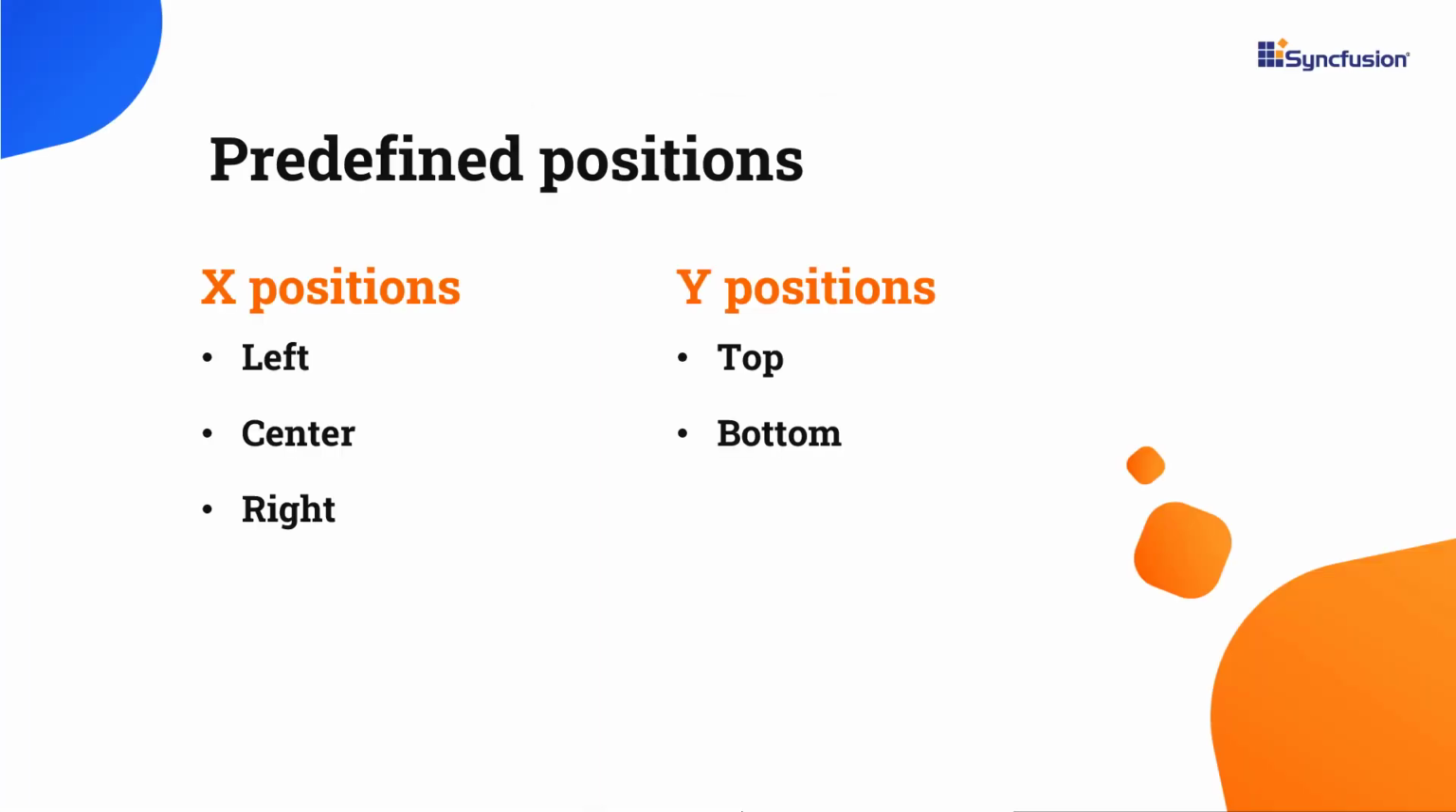By default, the toast renders at the top left position. You can customize the position of the toast component to 5 static locations around the target. They are based on the predefined X and Y positions. X has 3 positions, left, center, and right. Y has top and bottom positions. The default value of X is left and Y is top.